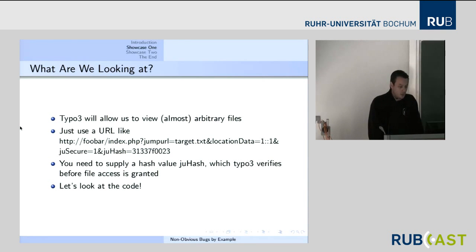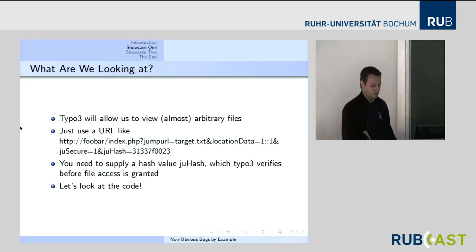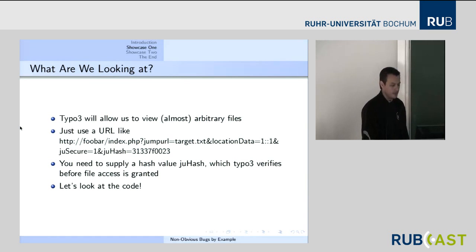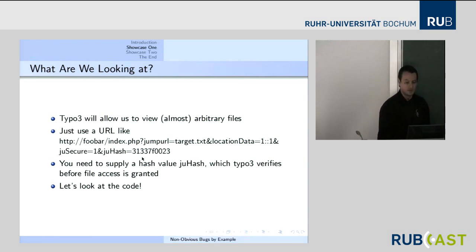What are we looking at? Well, Typo3 has this functionality that allows you to download arbitrary files from the server, just to offer, I don't know, MP3 downloads or something to the user. And this is done by using a URL like this. So you basically supply this jumpurl parameter, select the target file name, and you also need to supply this hash value here. This hash value is then internally verified by Typo3 somehow, and then it decides whether or not it's going to grant you access.